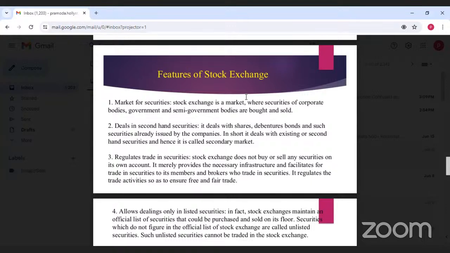Third and most important point is that the stock exchange is going to regulate the trade in securities. What is this regulating?